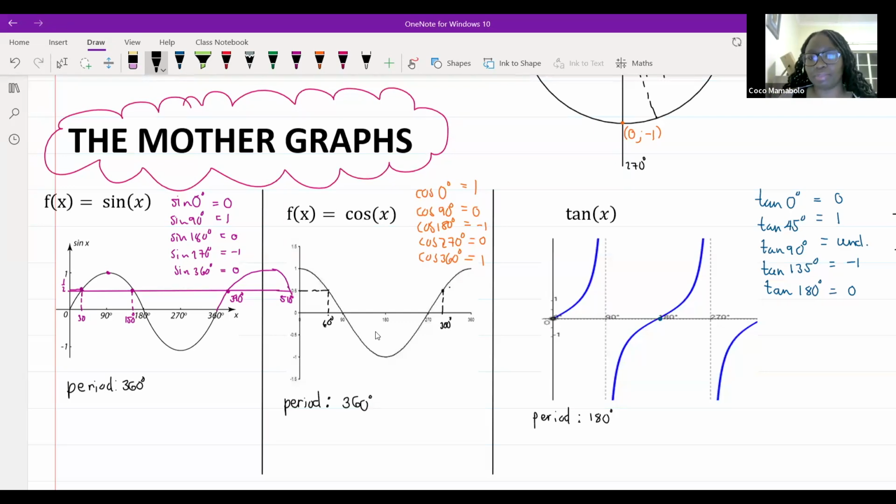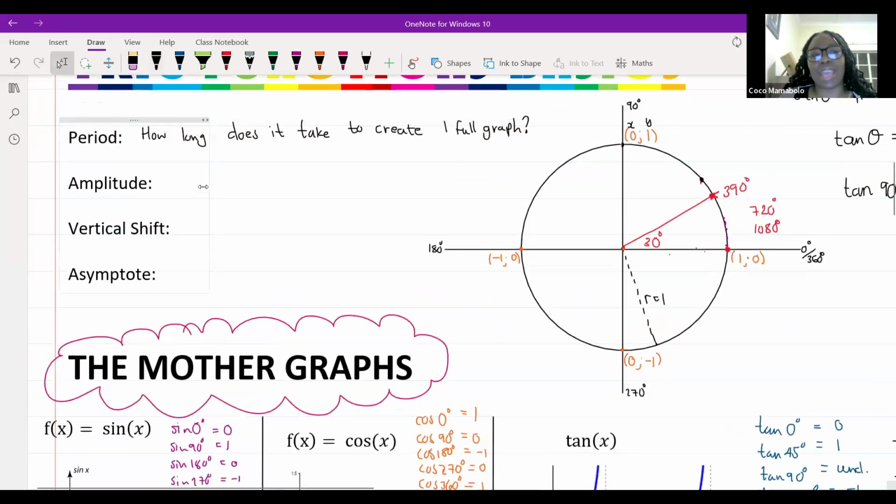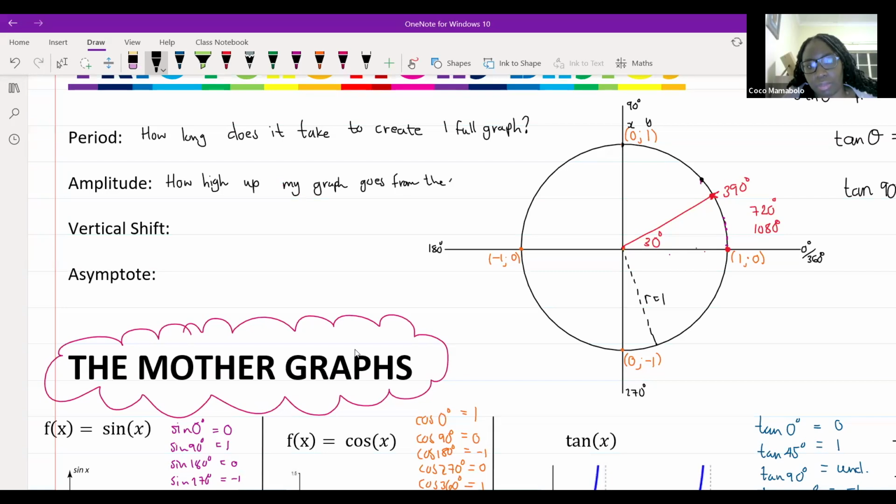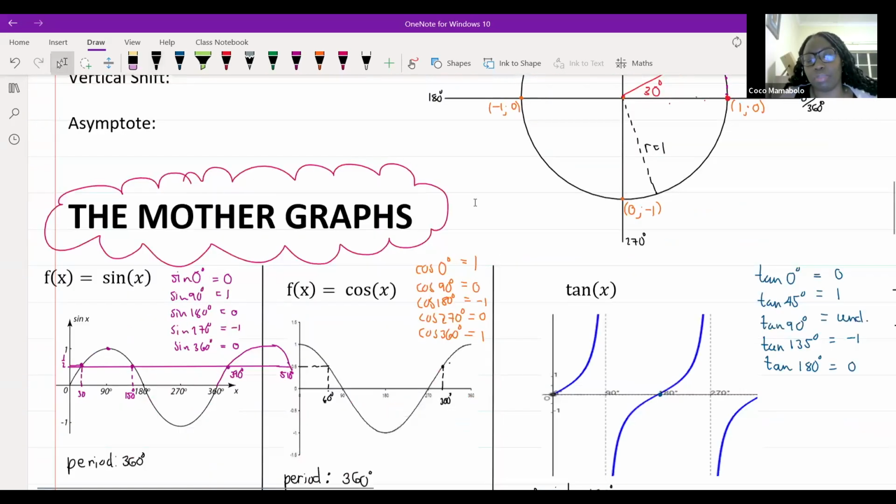All right. Okay, let's look at the amplitude. Now, I need you guys to pay attention to the amplitude. I know it's going to be a bit confusing, but I need you guys to stick with me. The amplitude is how high up my graph goes from the origin, and I'm going to explain in just a second. Now I'm going to use the cos graph for this one instead of the sine graph, because I feel like I'm using the sine graph a little too much.